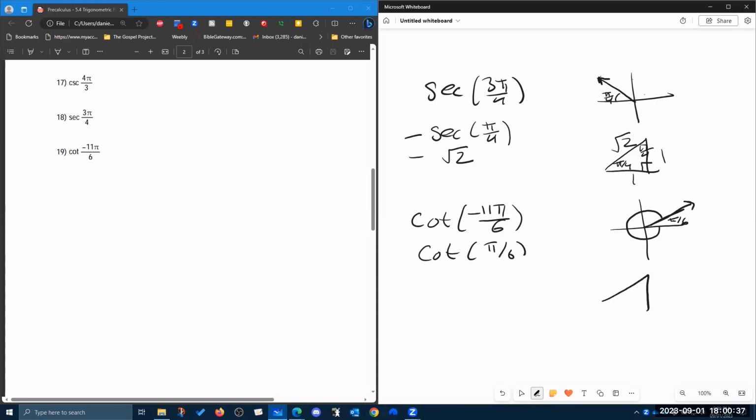If I look at that reference triangle, we have pi over 6 down here, pi over 3 there, and this is 1, root 3, and 2, and my cotangent is adjacent over opposite, which is going to give me root 3. So that's it for this.